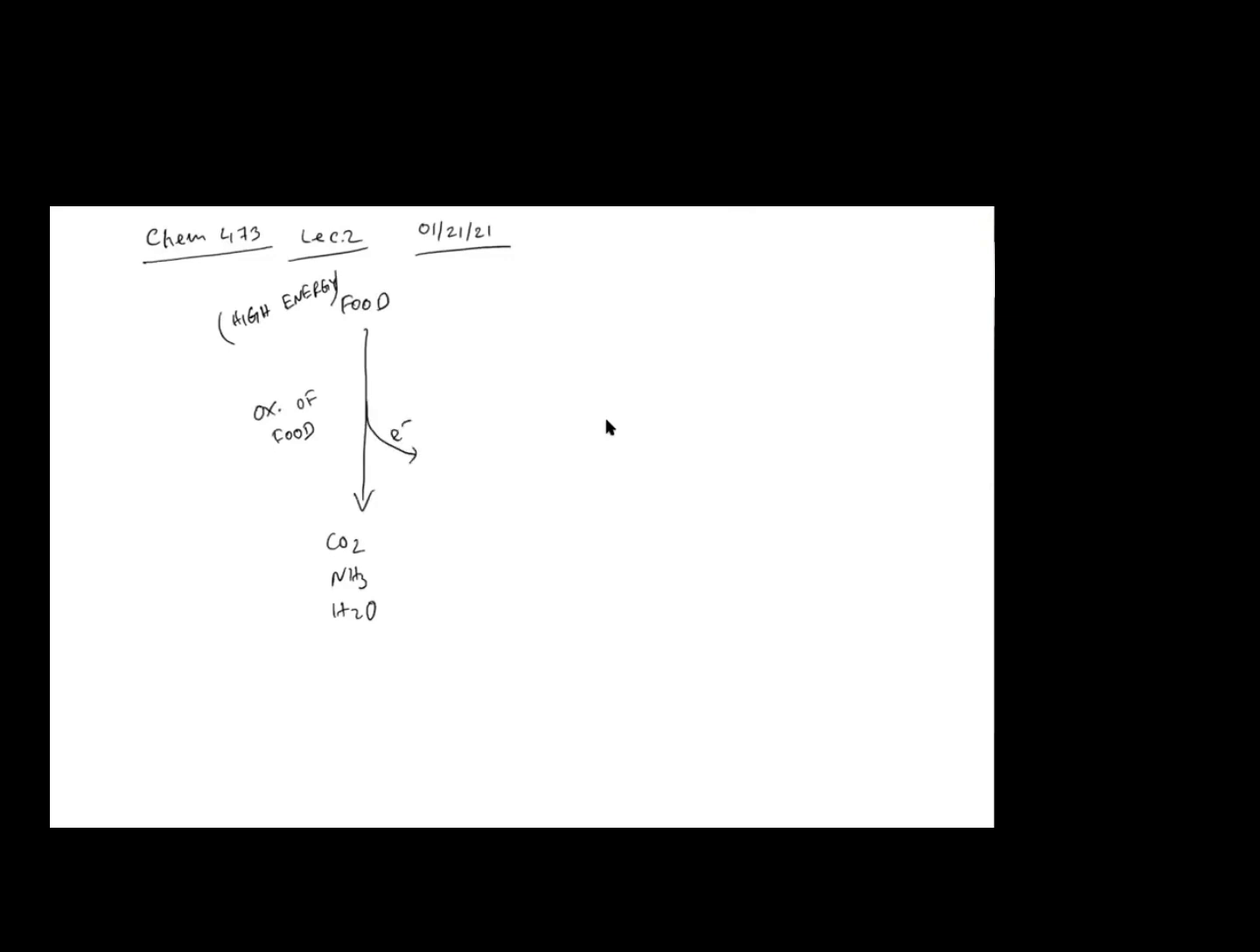So these electrons are captured by our oxidized coenzymes: NAD plus, FAD, NADP plus, and also ADP plus Pi. This is not actually taking electrons, but it is part of the catabolic process. And in the process, what you're making is NADH, FADH2, NADPH, and ATP.